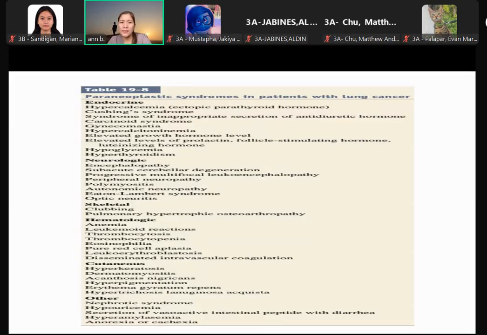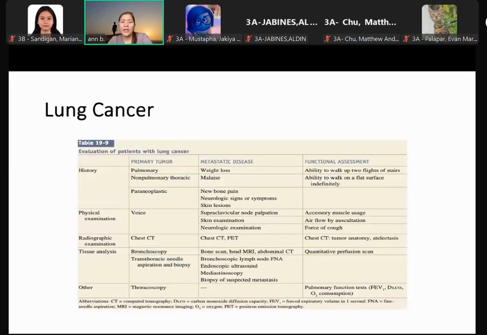symptoms like hypercalcemia, or these patients sometimes complain just of muscle pain, but mostly it is associated with anemia. So lung cancer, when you have these kinds of patients, you need to evaluate them with history, PE.